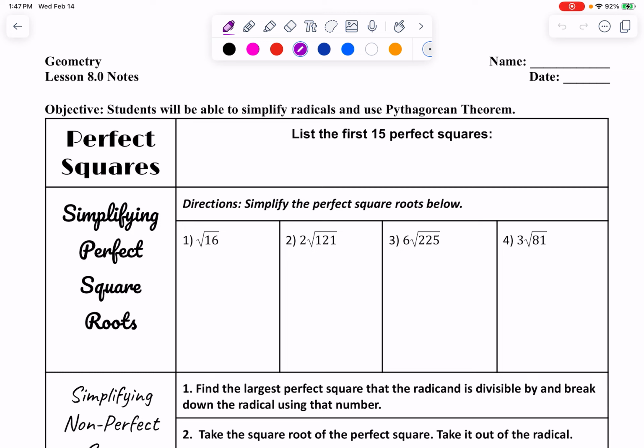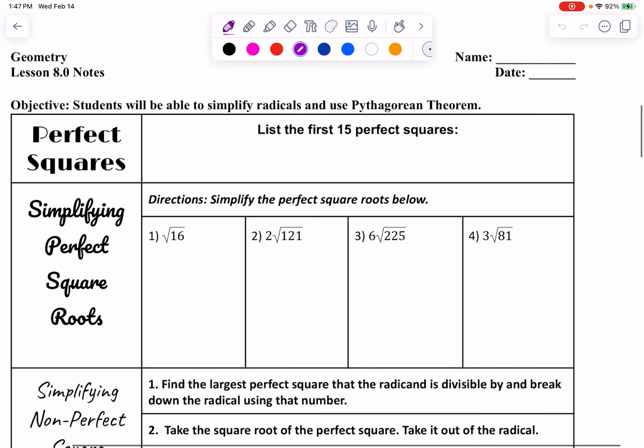Okay, so here's what we're going to start off with. It says perfect squares, and it says list the first 15 perfect squares. What I'm talking about is this, starting off with 1. What's 1 times 1? It's just 1, okay? I'm going to keep going up all the way to 15. The next number would be 2 times 2, which is 4. The third number would be 3 times 3, 9. The fourth number would be 4 times 4, 16. Next would be 5 times 5, 25.